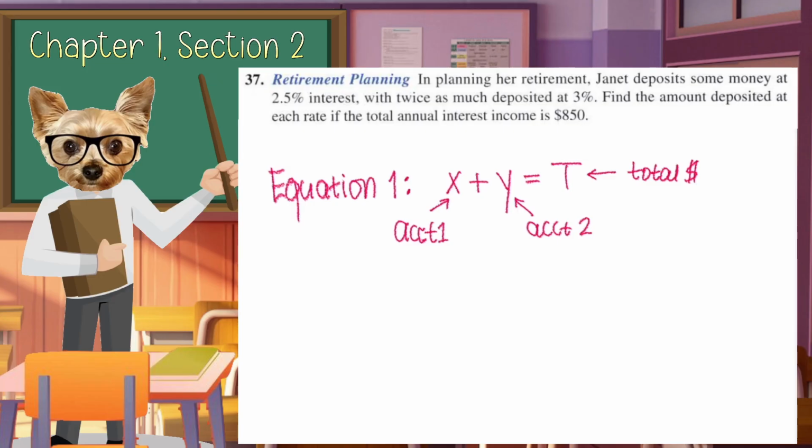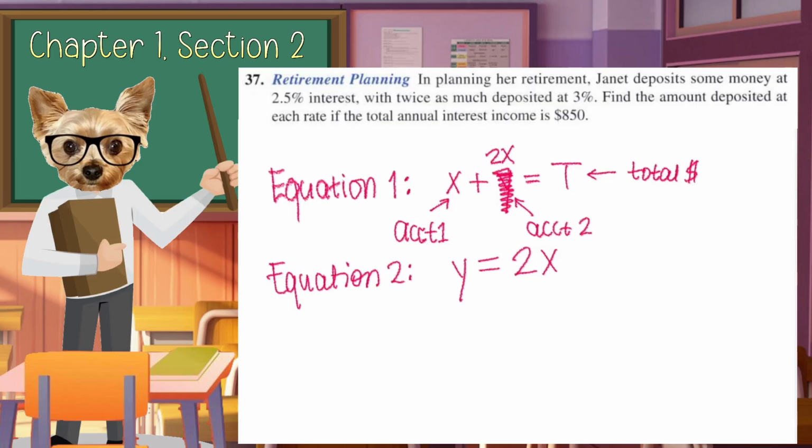Then I know another equation I can write down. Right now I have three unknowns, x, y, t, just keeping it broad. I know that twice as much is deposited at 3%, so I'm going to say that y equals 2x. Now I can use substitution and replace y with 2x. So now I'm down to just two equations, but I need a little bit more information. Let's see what else we can do.